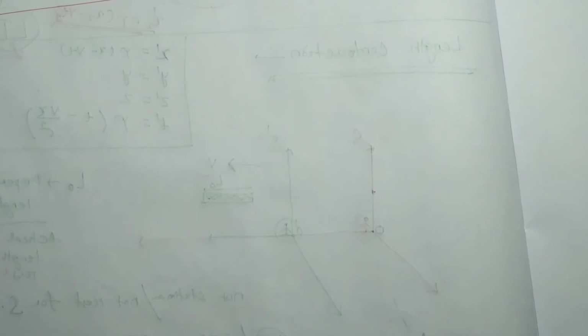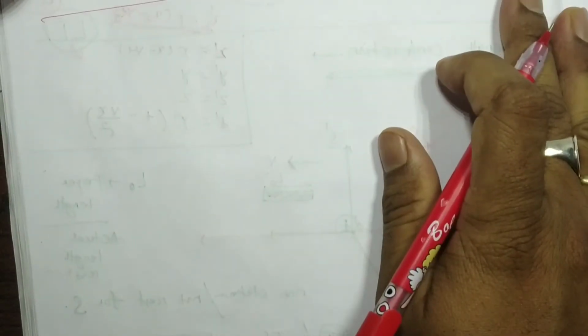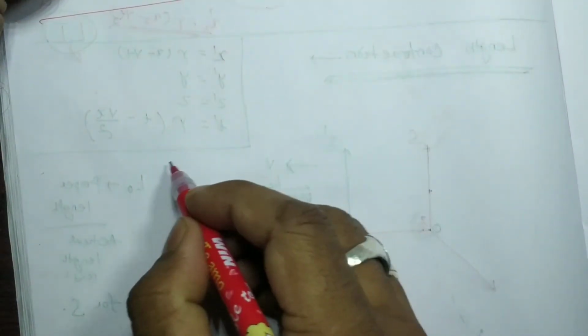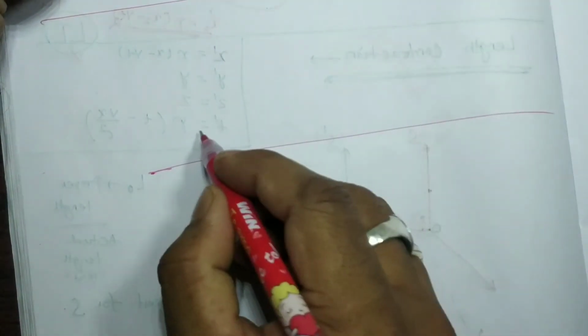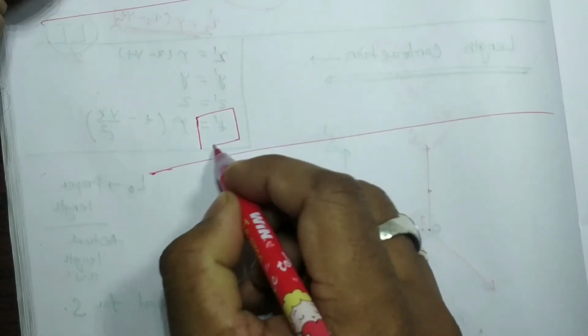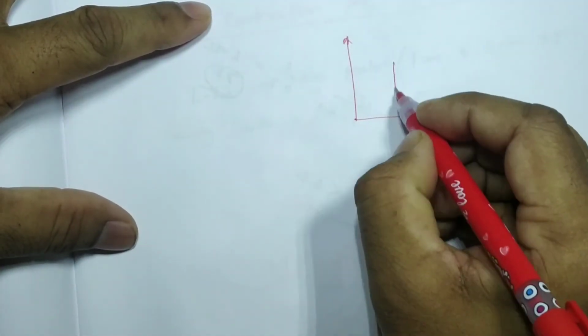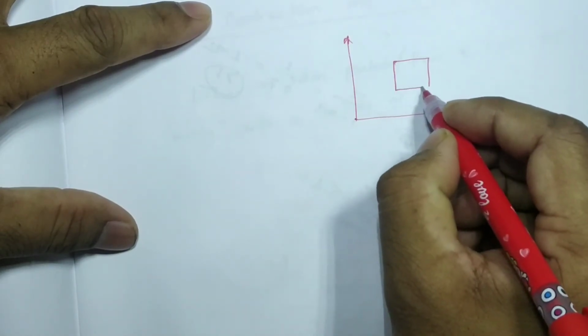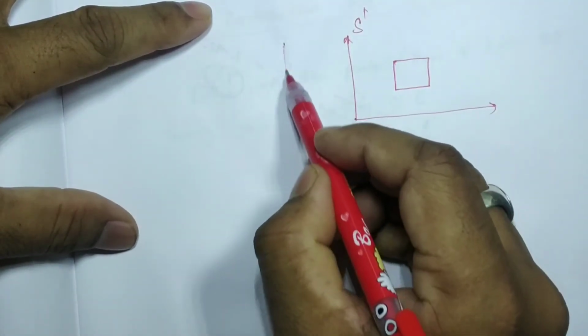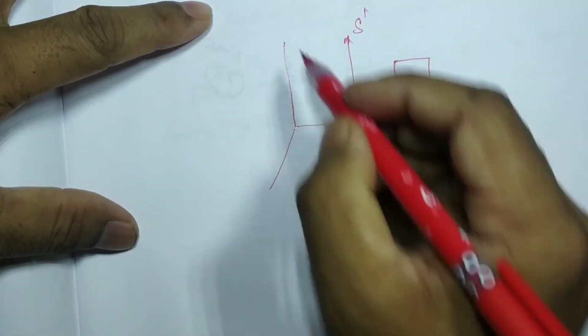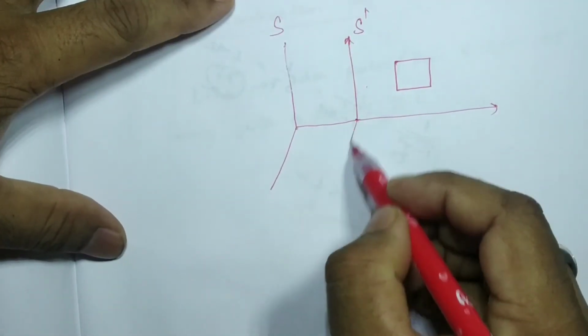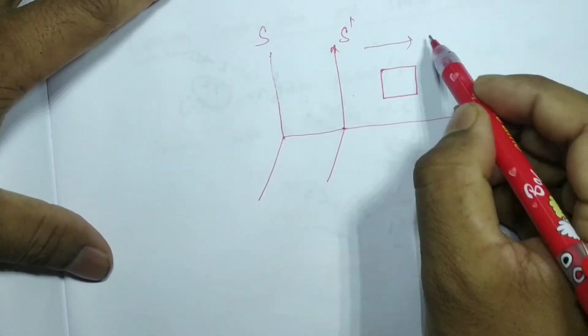Now we are going to take two simple examples, also somewhat interesting. You just watch. Suppose we have a square in your S dash frame. It is a square in your S dash frame, and the S frame is at rest with respect to the S dash frame, and the S dash frame is moving with the velocity v.